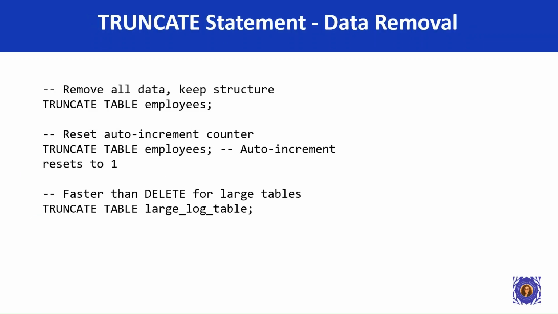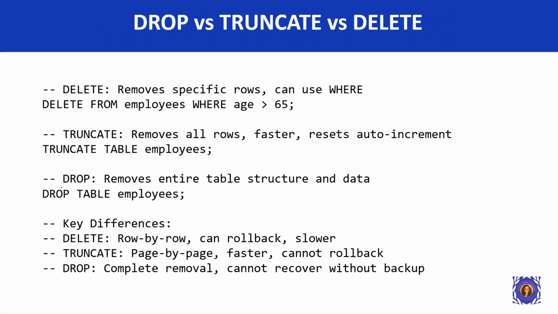Then we have the truncate statement. Truncate table employees. It removes all the data, but the structure is intact of that table. Now let us understand what is the difference between drop, truncate and delete. So delete is a row by row function and you can roll back it, but it is slower. Whereas truncate is a page by page function. It is faster than delete and you cannot roll that back. Once it is done, it is done. It is permanent. And it also resets the auto increment.